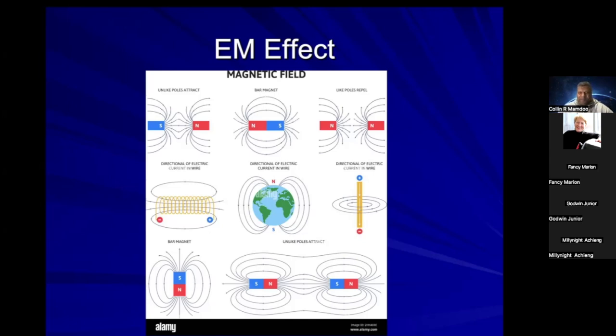The other aspect about the EM effect is that within the Earth itself, we have an iron core. Because we have an iron core in the middle of the Earth, it has created this huge magnetic field. Essentially, the picture in the middle shows you exactly what a magnetic north and a magnetic south looks like.